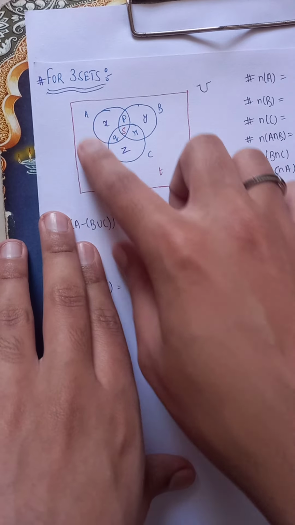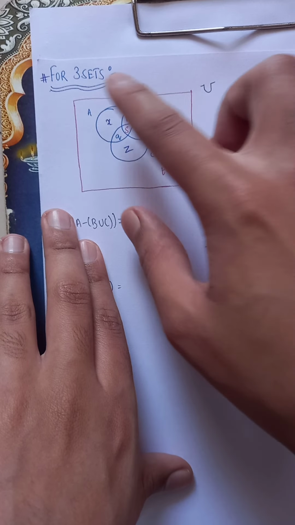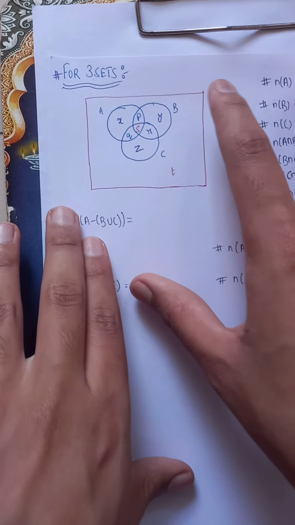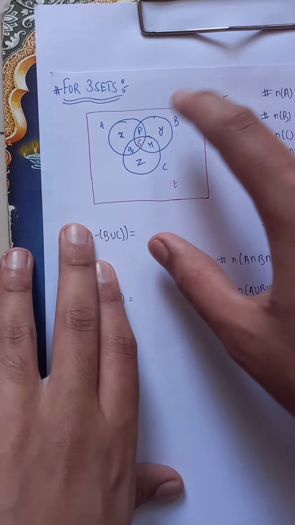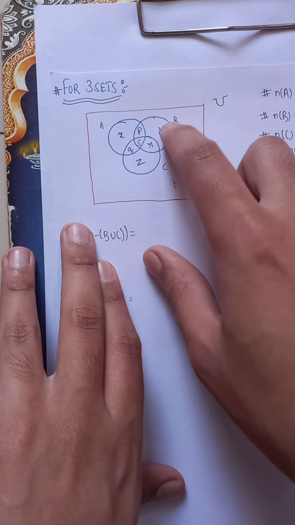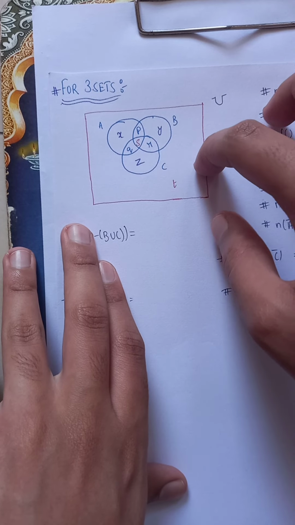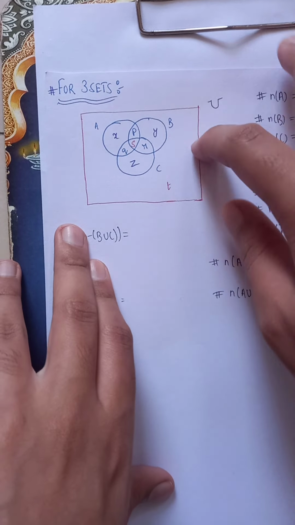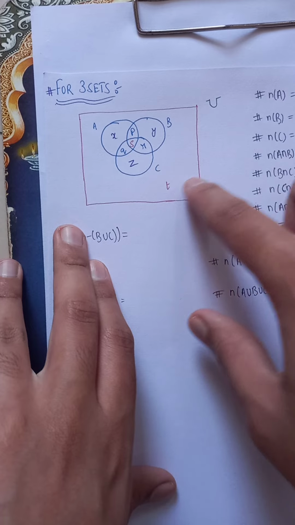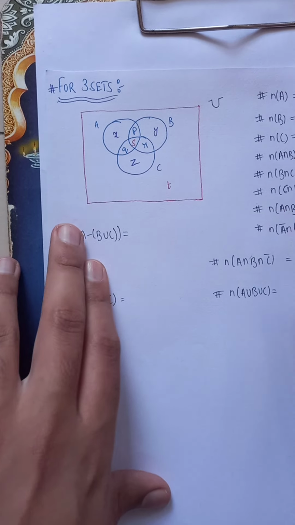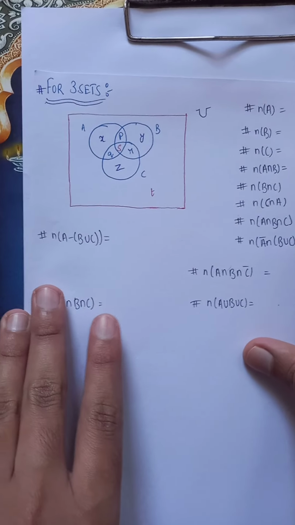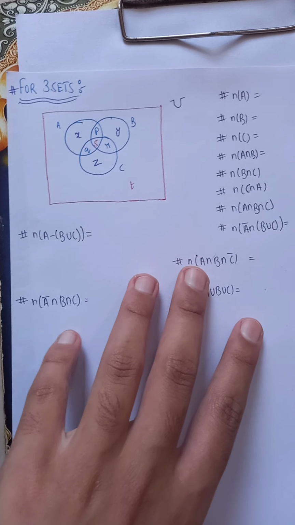Suppose this is a Venn diagram drawn for three sets. There are three sets A, B, and C. Suppose I wrote how many elements are there in set A, set B, set C, the common elements between A and B, B and C, C and A, and the common elements between A, B, and C. T is equal to the number of elements outside these sets.